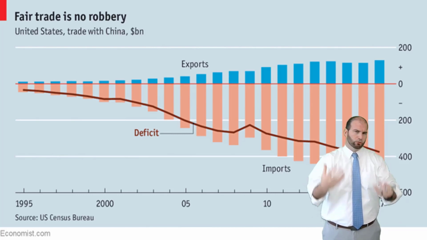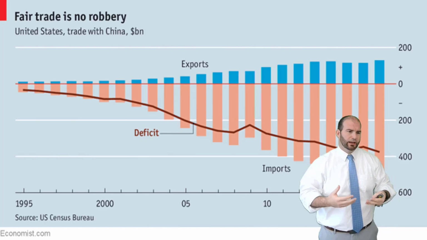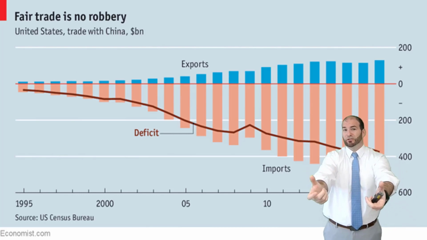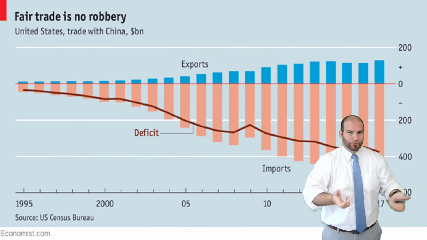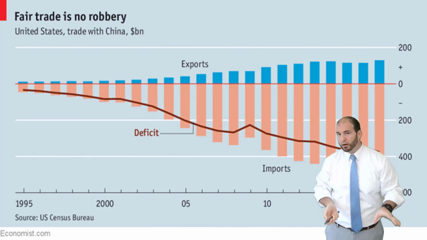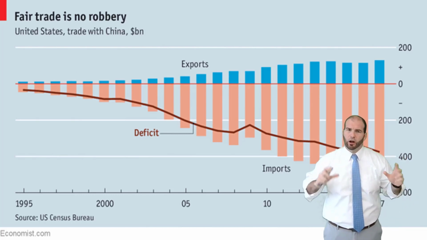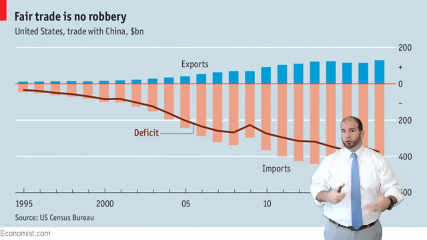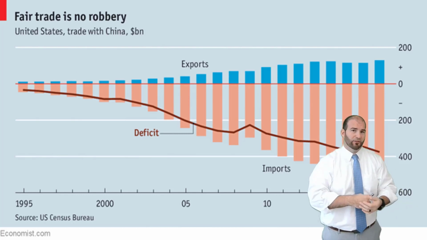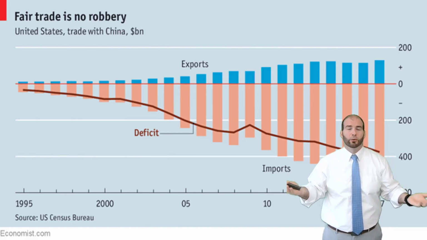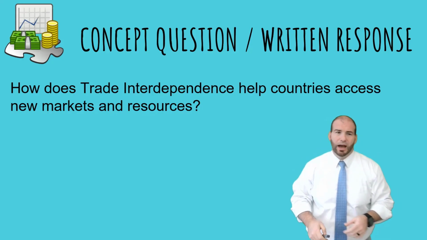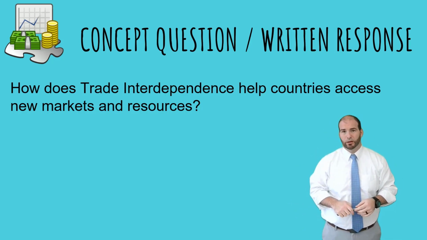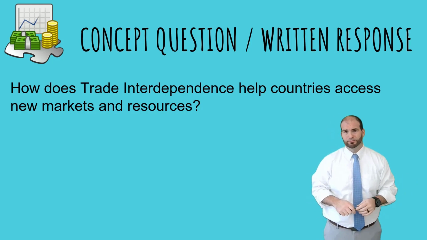countries to search out new markets and new resources so that they can either continue to supply their own wants or be able to sell stuff and satisfy other countries' wants and therefore get the money to buy stuff for your own wants. So trade interdependence is basically a big fancy word that all countries, not only do they trade with each other, they're kind of locked into it. Because no country on its own in the modern world can have everything without having to trade with another country for it. So the question here is, how does trade interdependence help countries access new markets and resources? So pause me, answer that completely. We're moving on.